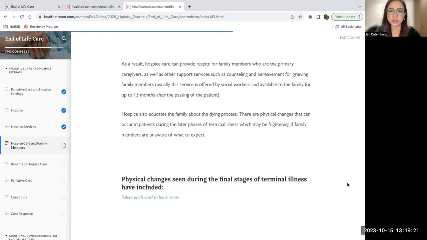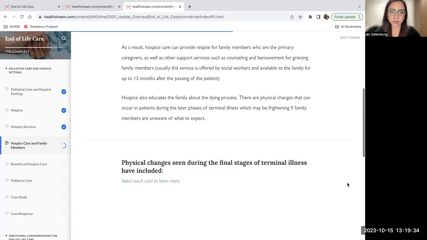Hospice also educates the family about the dying process. There are physical changes that can occur in patients during the later phases of terminal illness, which may be frightening if family members are aware of what to expect.